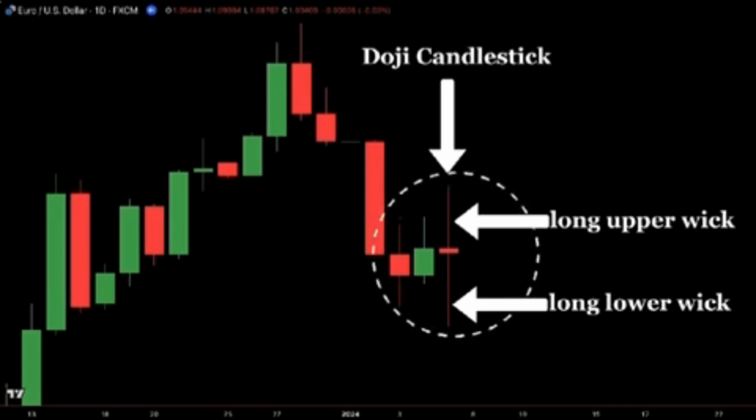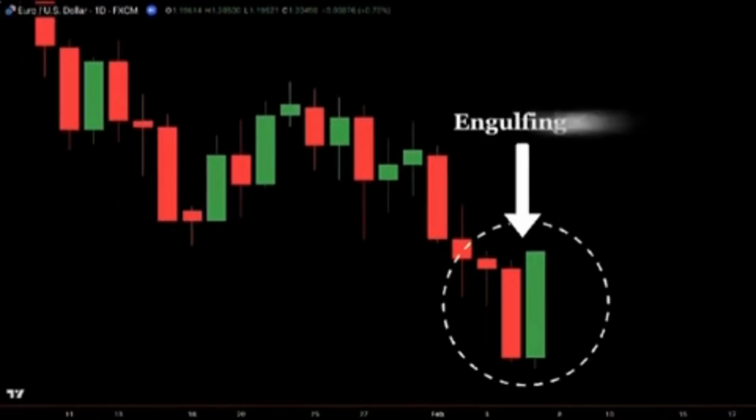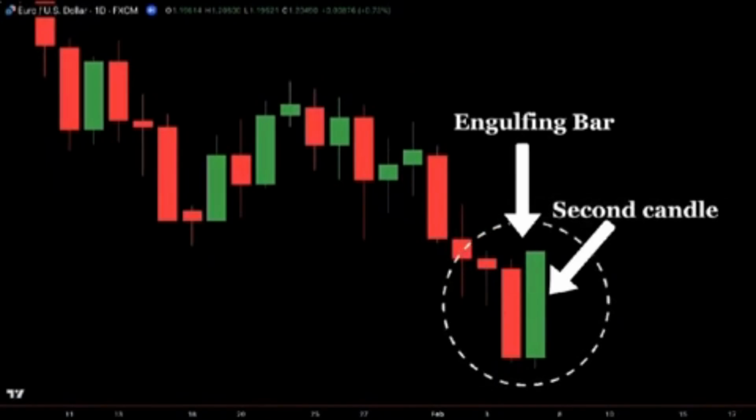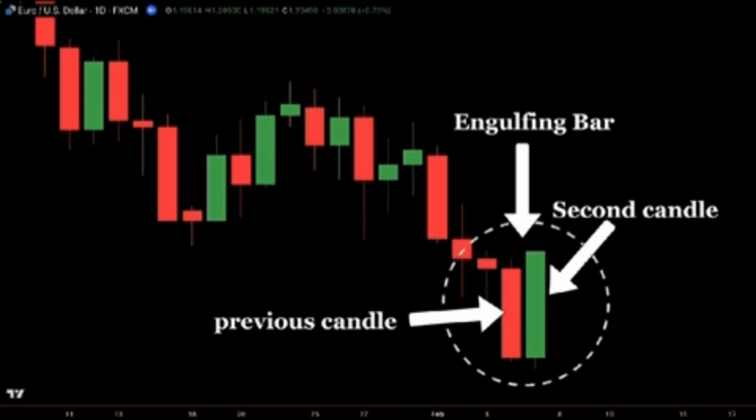The engulfing bar is one of the strongest candlestick patterns that signals a shift in market control. It's a two-candle pattern, where the second candle completely engulfs the previous one, showing that either buyers or sellers have taken over. A bullish engulfing appears after a downtrend. The first candle is red, showing that sellers were in control, but then a much larger green candle follows, completely covering the previous one. This tells us that buyers have stepped in with strong momentum, overpowering the sellers, and a potential reversal to the upside could be underway.